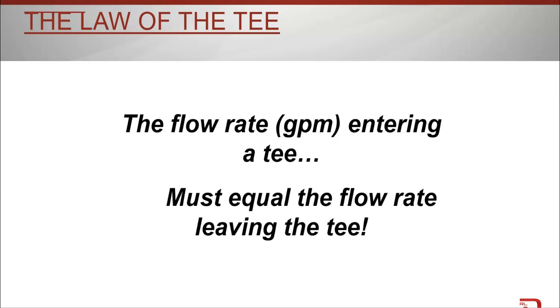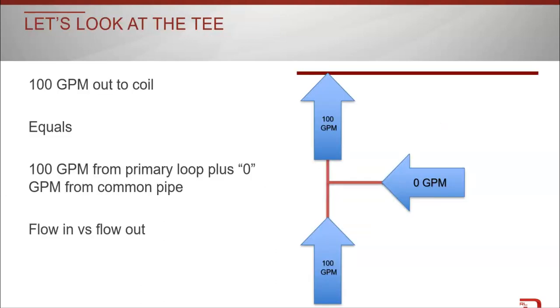When we analyze primary-secondary systems, we use a couple of fundamental rules, and one is the conservation of mass. Characterized here as the law of the T, the flow rate, or GPM, entering a T must equal the flow rate leaving the T. I know this is pretty simple math, but it'll be clear in a little bit why I'm doing this. So if we look at the law of the T, I've got 100 GPM going into the T from the main. I've got 100 GPM leaving the T going to the coil, and therefore I must have 0 GPM in the common pipe.